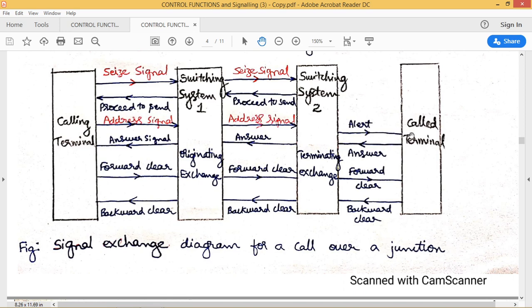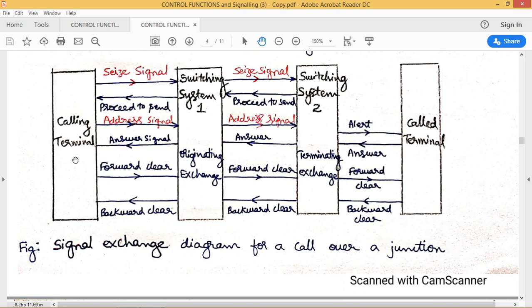After sending this alert signal, once he receives the call, the answer signal will be sent back in the opposite direction to the calling person. With the reception of the answer signal by the calling person, the connection is completed. The connection will be completed via these two exchanges between the calling person and the called person. Once the connection is completed, both can start conversing with each other, for as long as they want.